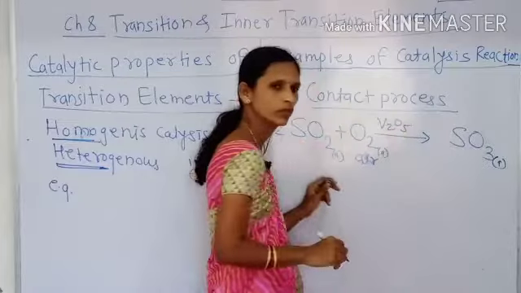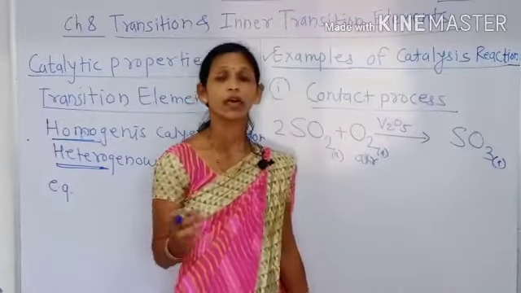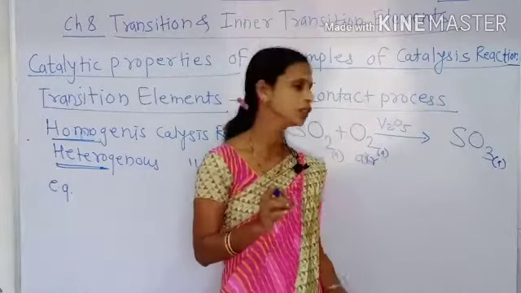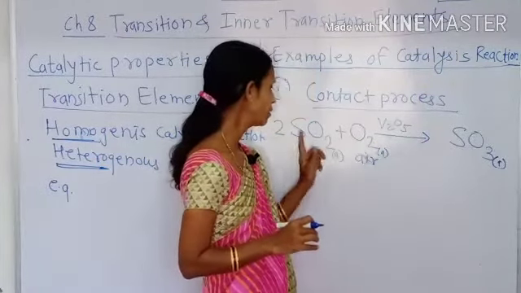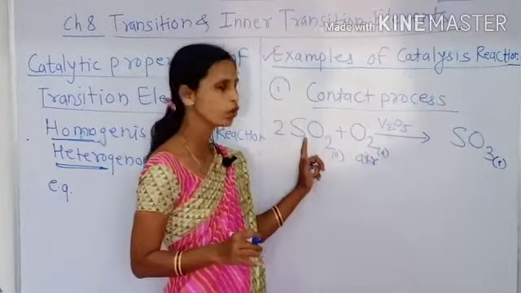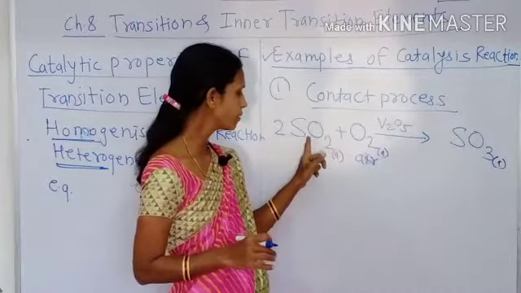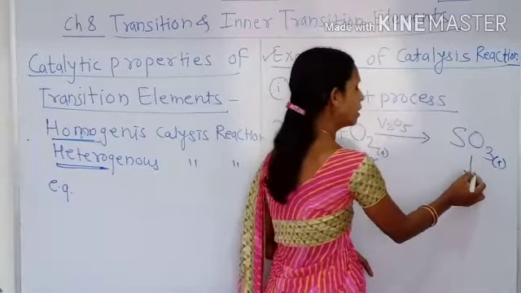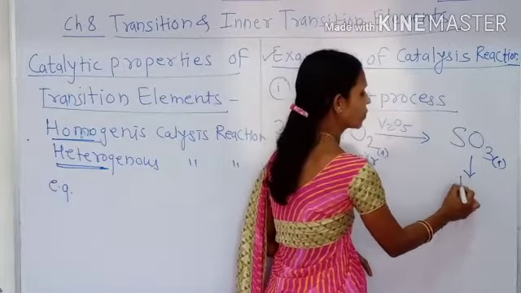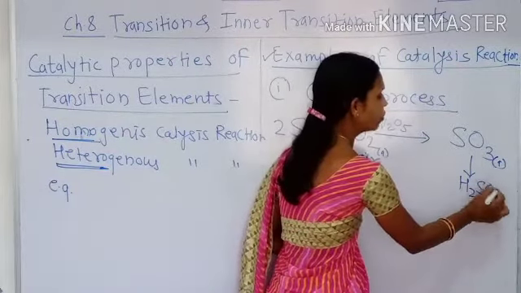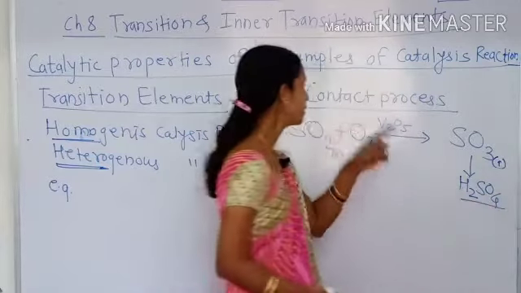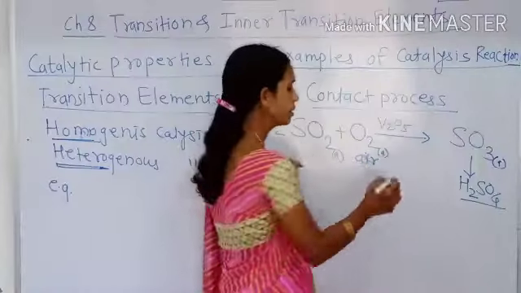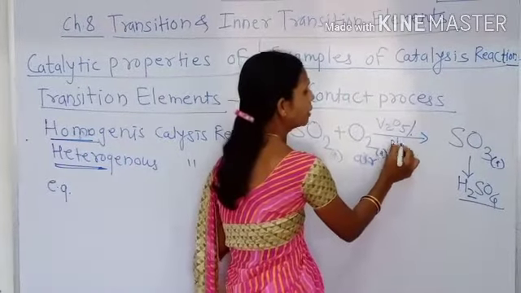And during this oxidation process, here vanadium pentoxide, V2O5, or platinized asbestos sheet is used as a catalyst for the oxidation of sulfur dioxide into sulfur trioxide. That sulfur trioxide is again used in the manufacturing of sulfuric acid, and that is the contact process.